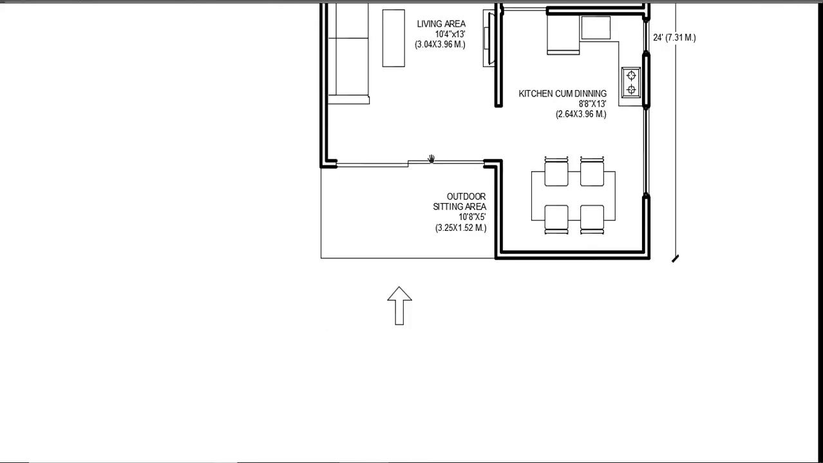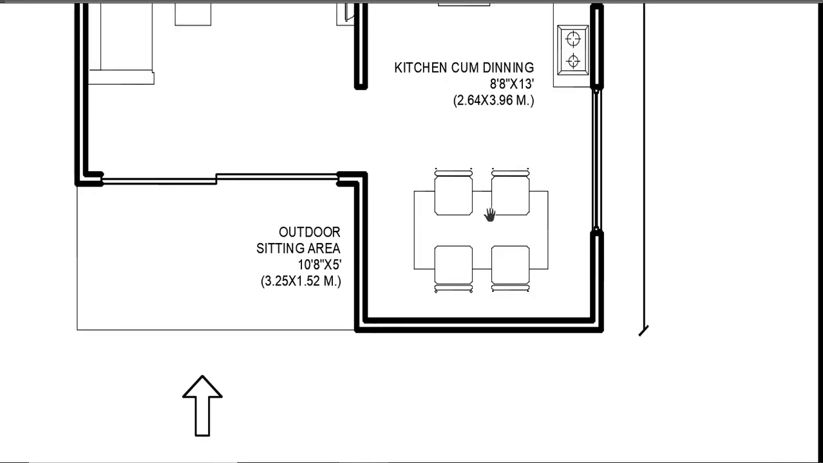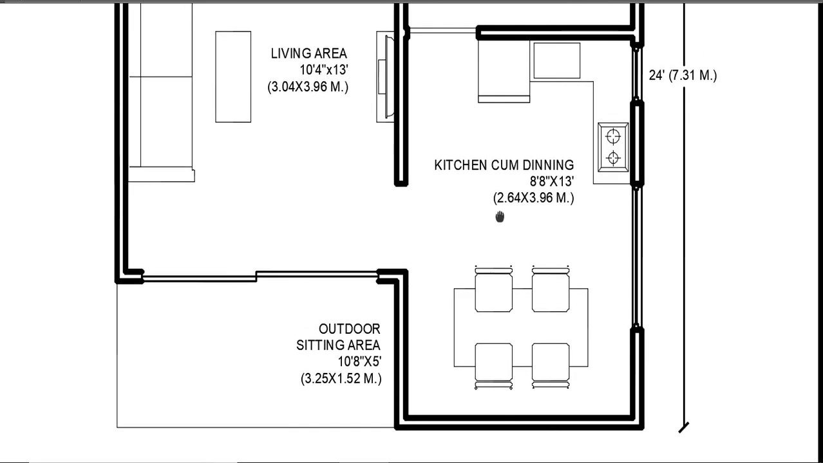In the front we have an outdoor sitting area here. After that we'll go inside. So we have the living area. You can see here the sofa arrangement, tea table arrangement, also the TV unit on the front wall, and we have the kitchen cum dining area. You can see here the dining counter with 4 chairs and also the kitchen cabinet with burner, sink and refrigerator arrangement, and a large size window for ventilation and light purpose of this area.